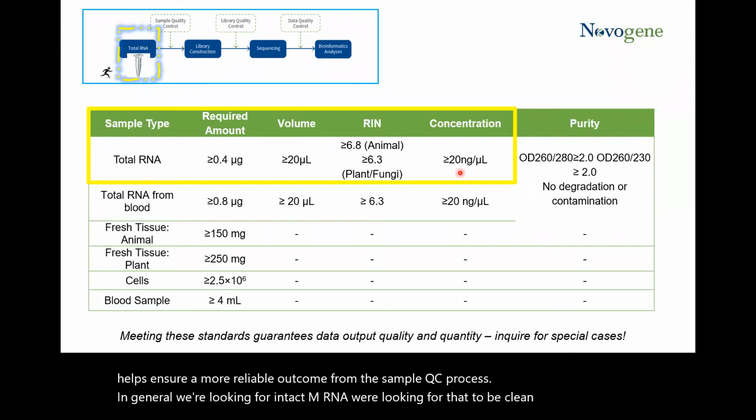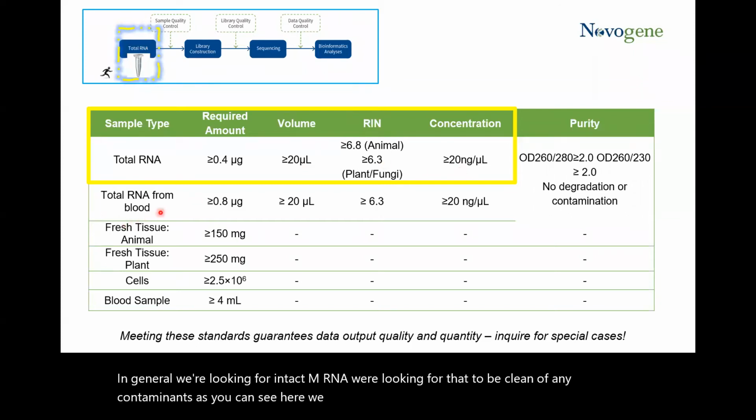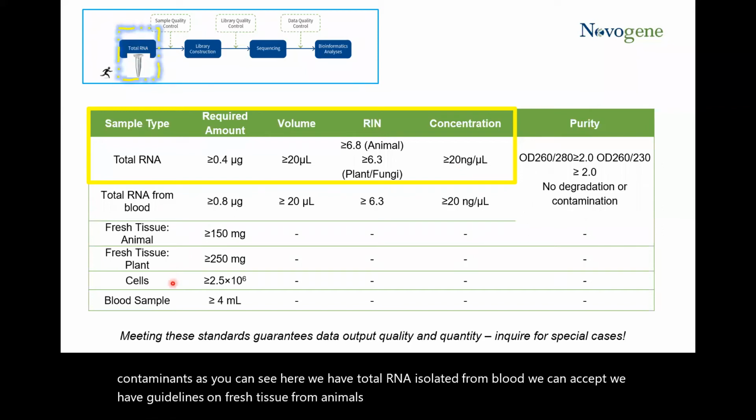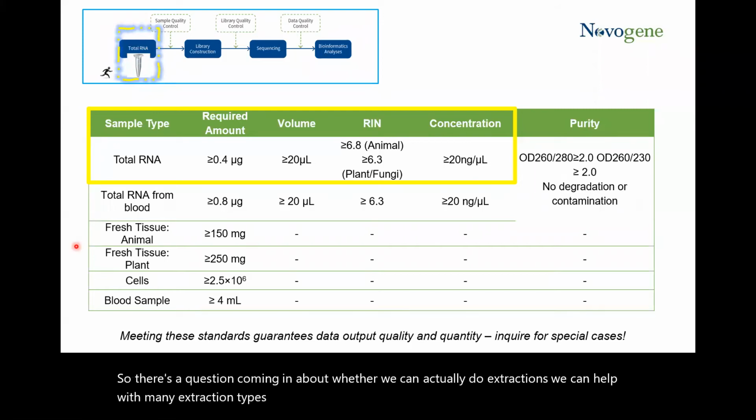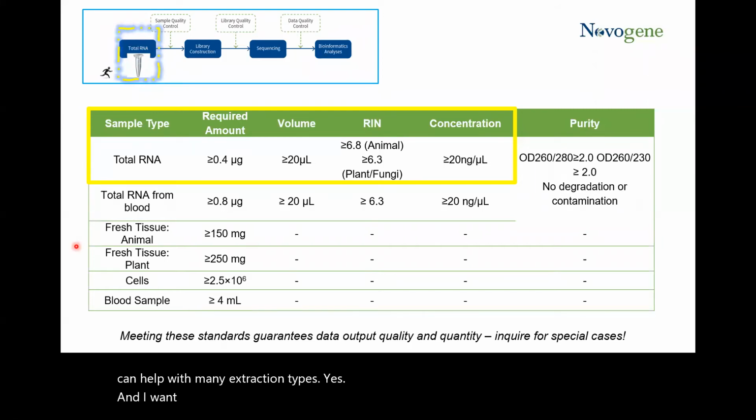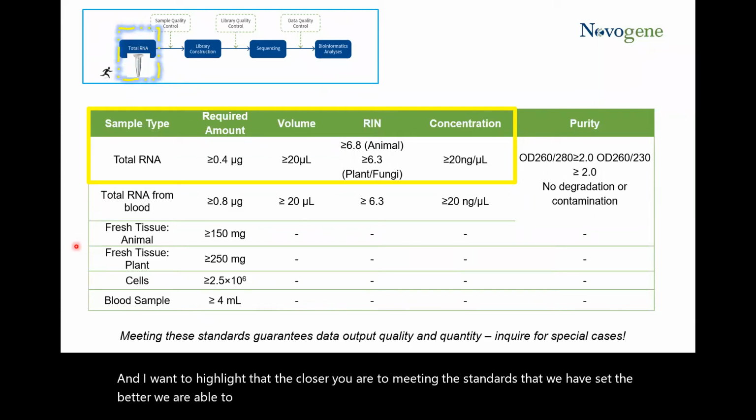As you can see here, we have total RNA isolated from blood we can accept. We have guidelines on fresh tissue from animals and plants, numbers of cells, even blood samples. So there's a question coming in about whether we can actually do extractions. We can help with many extraction types, yes. And I want to highlight that the closer you are to meeting the standards that we have set, the better we're able to guarantee the data output quality and quantity. But please do inquire for your special cases.